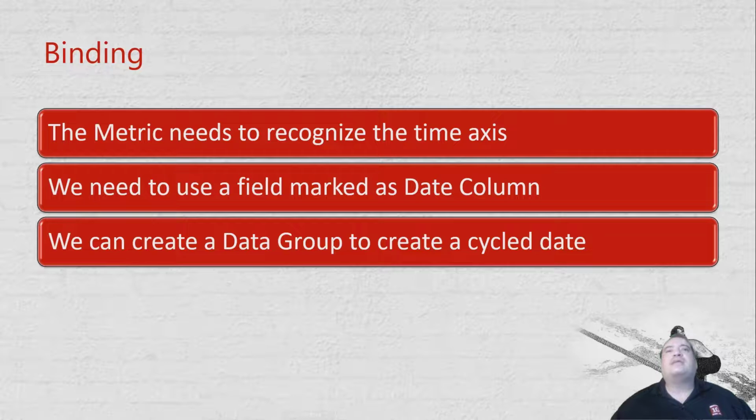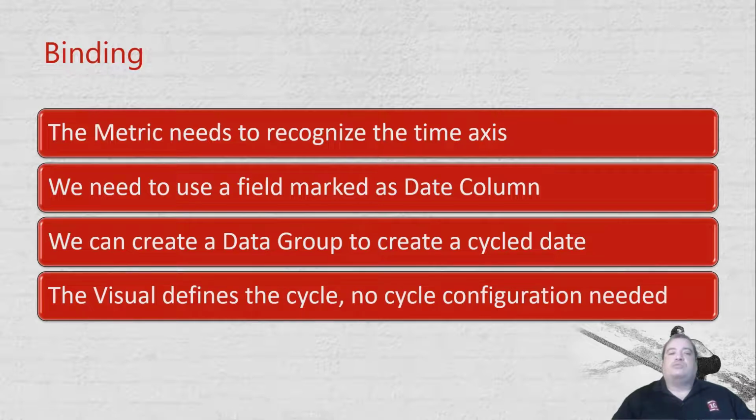The solution is to create a data group. Using a data group in Power BI, a data group over the date field, the data group is capable to identify that that field is a date time field and propose to us a solution to create a period of dates on that field. So using a date group, we can create the field which we will use on the report and will be recognized as the time axis of the metric.